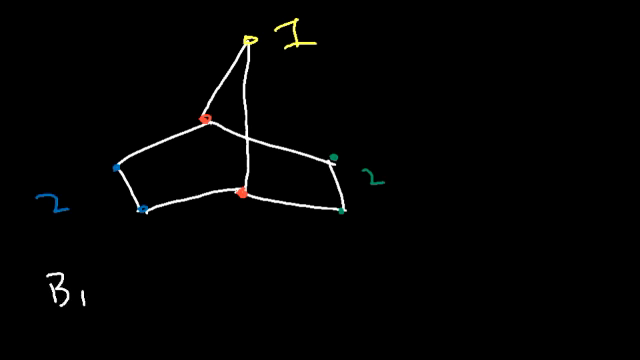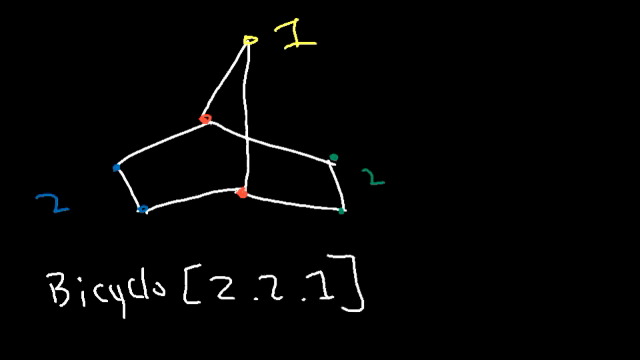So let's try another example. Try this one. So here are the bridgehead carbons. On this side, we have 2 carbons. And on this side, we have 2. And on the top, we have 1. So it's going to be bicyclo 2.2.1. So 2 plus 2 plus 1 is 5, plus the 2 bridgehead carbons is 7. So heptane.